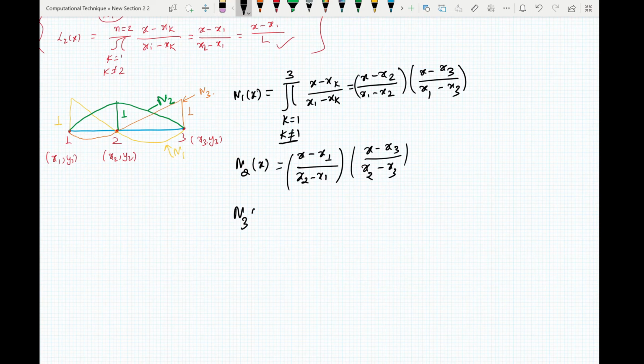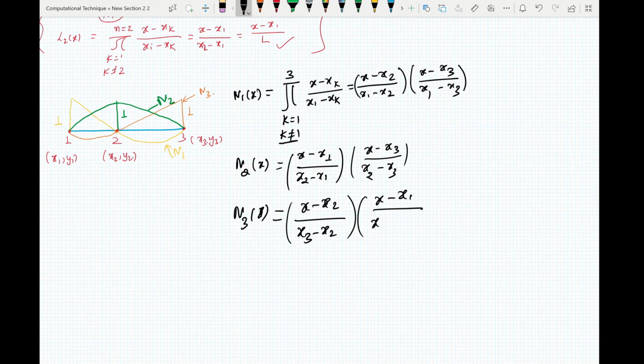And similarly, n3 as a function of x will be equal to (x minus x2) divided by (x3 minus x2), and then (x minus x1) divided by (x3 minus x1). So these are your shape functions in this case. Now you can do this for xi and eta as well.